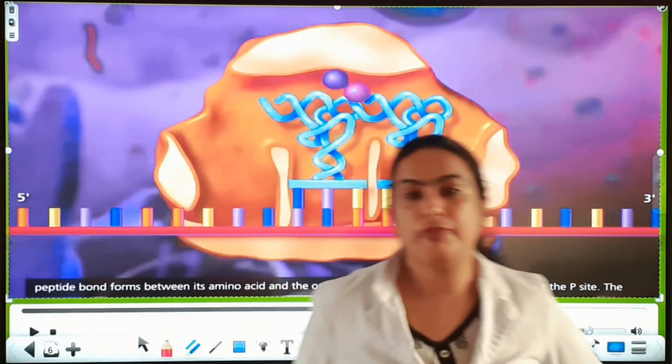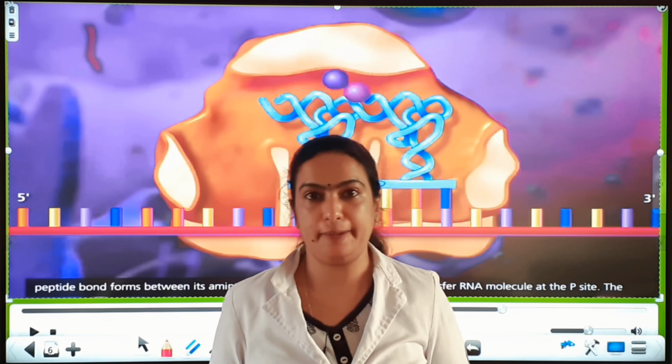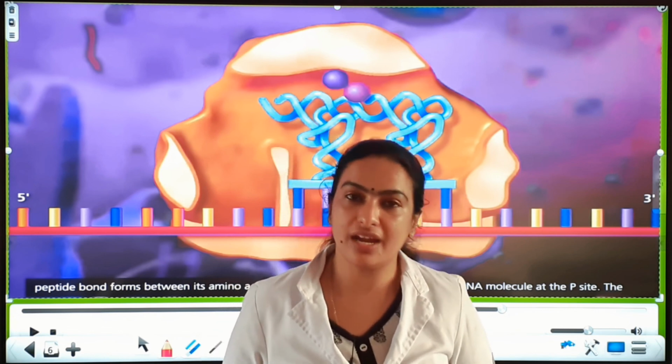Okay, this is a way by which the tRNA binds with the codon of mRNA. Hope you understood everything about the tRNA structure.